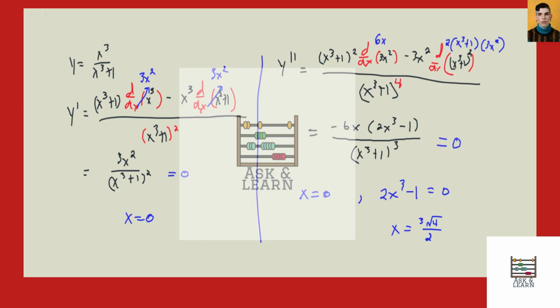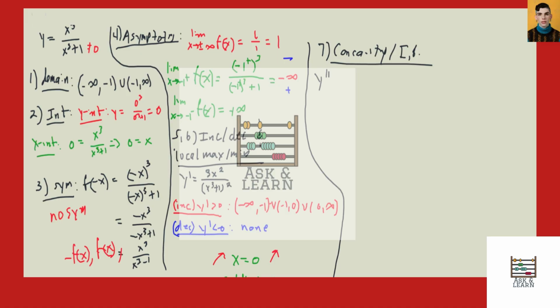Right, so we have our two possible points of inflection now. We at least already know x is equal to 0 is a point of inflection, but we also need to see if our other value is. And so first, let's just go ahead and say this value here is about 0.793. All right, so y double prime was equal to negative 6x times 2x cubed minus 1 all over x cubed plus 1 cubed.